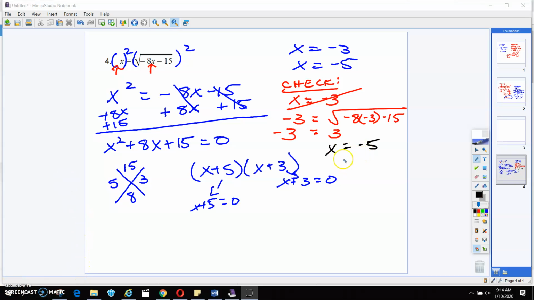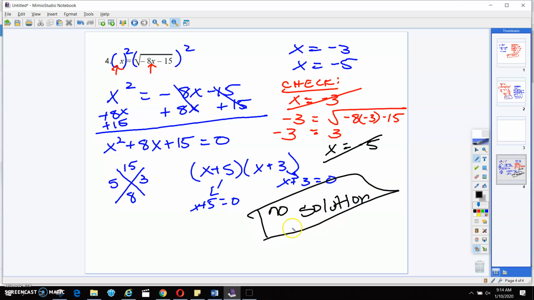When I plug in negative 5, y'all are also telling me that it's going to be extraneous, right? So what is my final answer going to be? No solution. Or if you want to write no real solution, that's okay too.